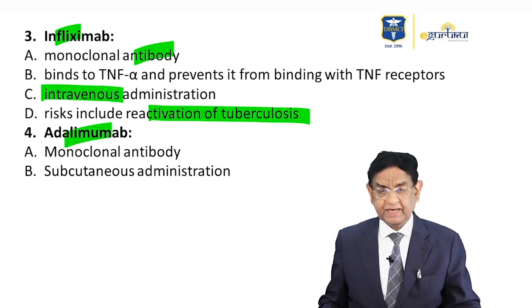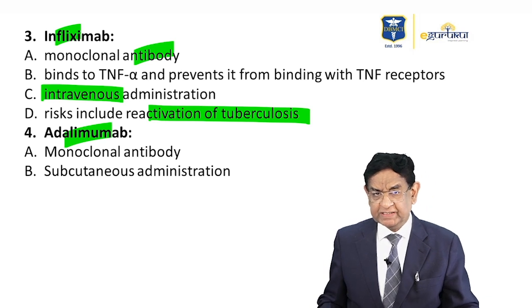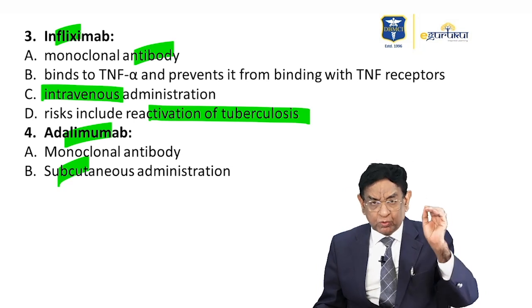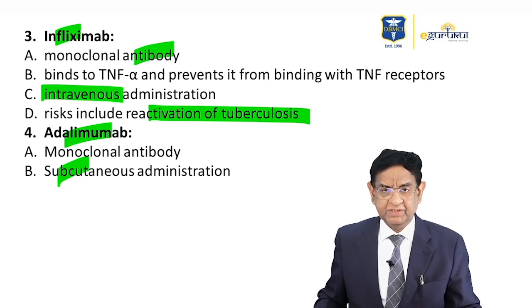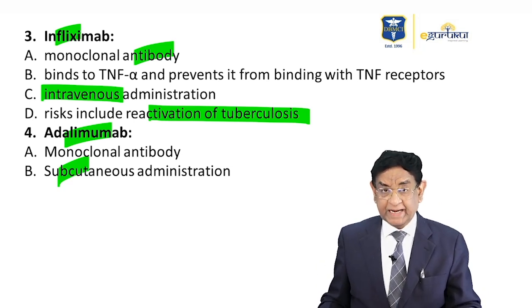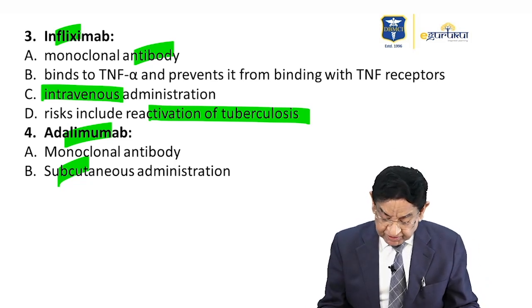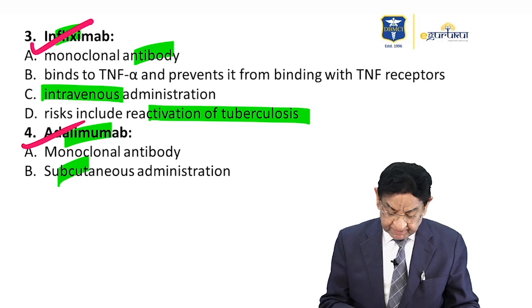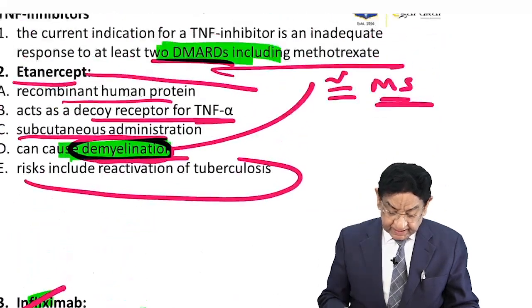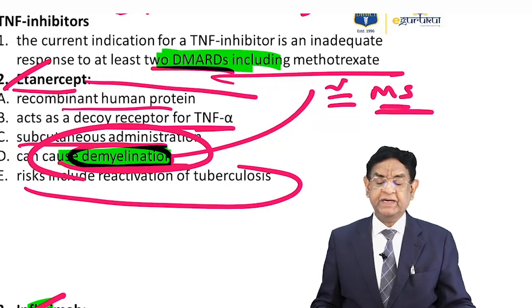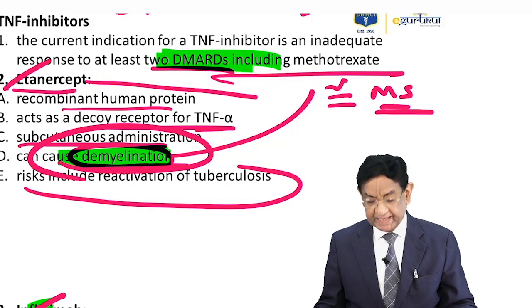Adalimumab is again a type of TNF-alpha neutralizing drug given subcutaneous. You don't need to remember the route of administration. You just have to know the name, that these are the drugs which are TNF-alpha neutralizing drugs, like infliximab, adalimumab, and etanercept. The additional point that you got to remember of etanercept is demyelination.